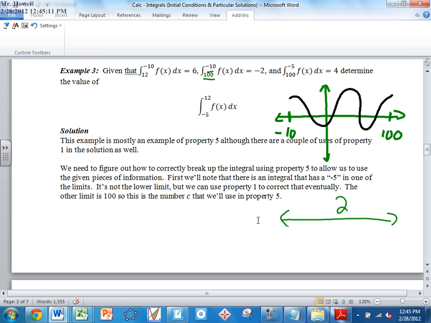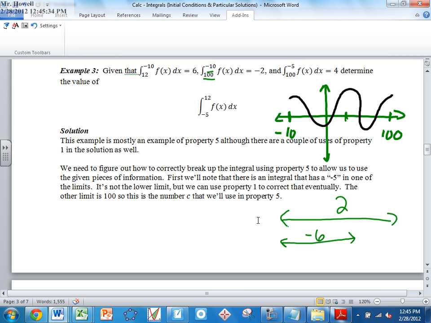Well, where's negative 10? Negative 10 is here, and 12 is somewhere in here. So I'm going to put a little mark, and I'm going to put my line down. It's not geometrically correct what I'm doing, but I'm showing you how I think about it. This area is really negative 6 from there to there. Agreed? Now, we're trying to find the area from negative 5 to positive 12. So we still got some work to do.